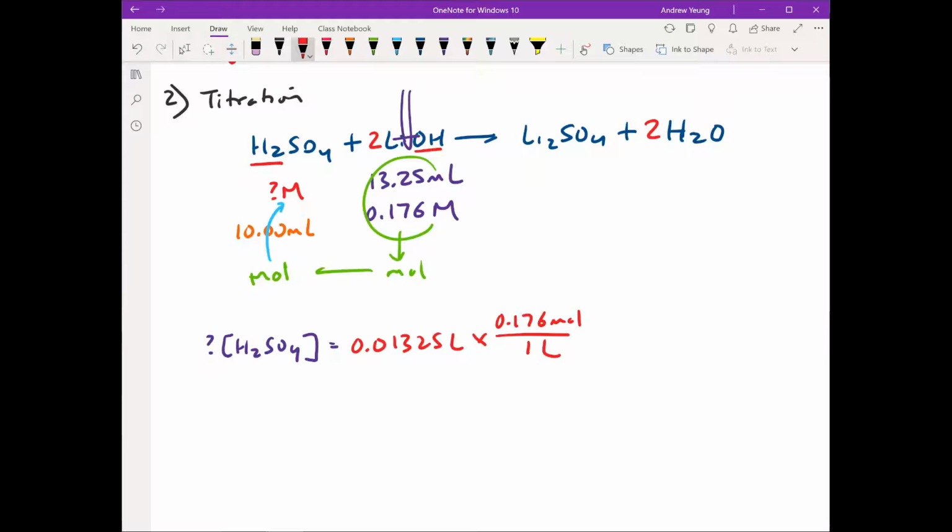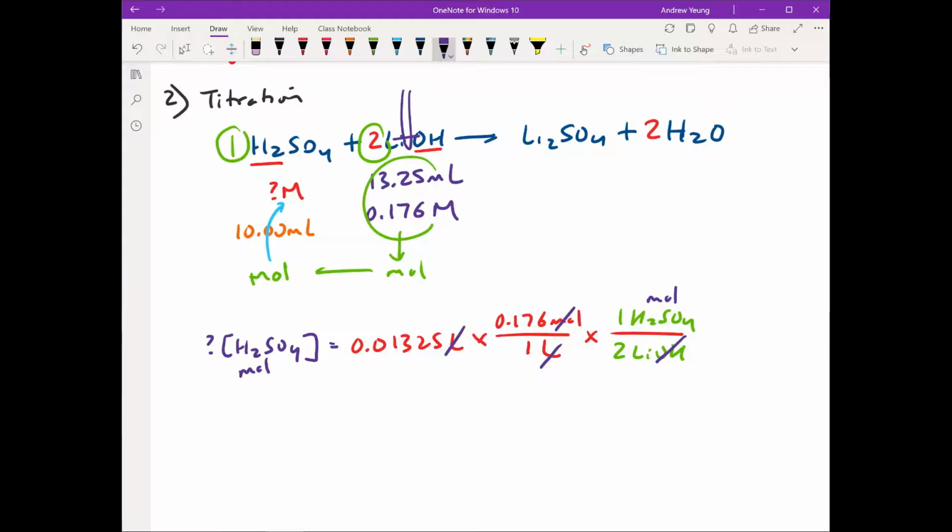Our mole ratio, our recipe, says for every 2 base, it neutralizes 1 of the acid. So for every 2 LiOH, it neutralizes 1 H2SO4. We are very used to the pattern where the top unit cancels the bottom. In this case, unlike the earlier problem, I have moles of H2SO4 up here. I actually want to keep the moles of H2SO4 for concentration.